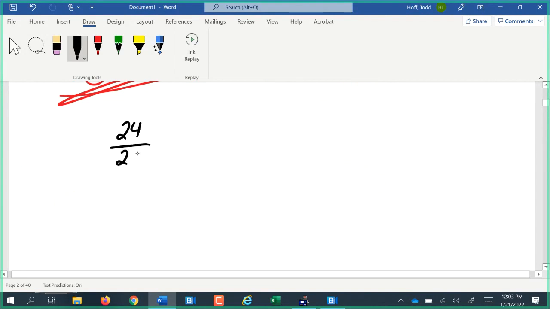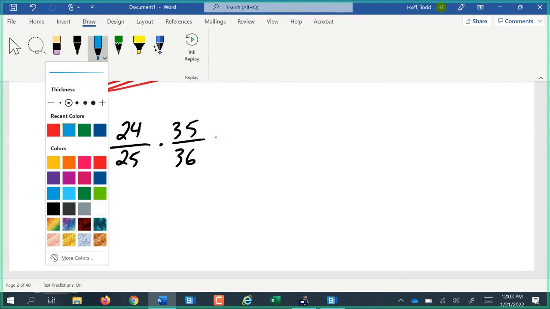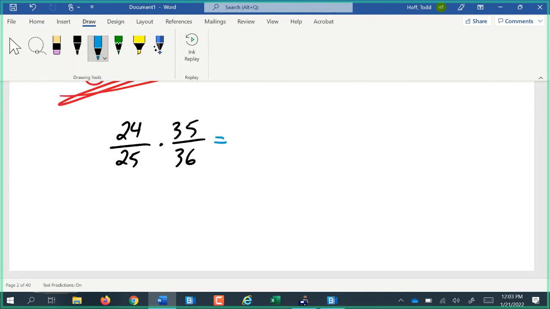24/25 times 35/36, where it's a lot more work if we don't cross-cancel. So if we just want to go in and multiply here, 24 times 35, what is that? 840, I believe. And 25 times 36 is 900.